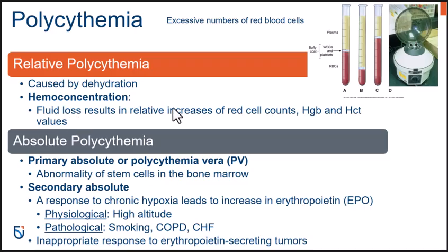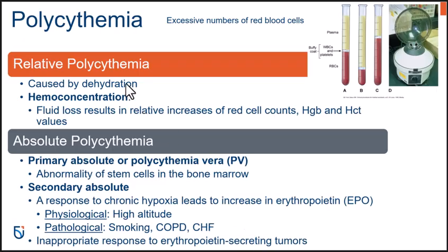And so what we'll see is an increase in the amount of red blood cells, an increase in the amount of hemoglobin, and an increase in hematocrit value. Hematocrit is the ratio of the volume of red blood cells to the total volume of blood.